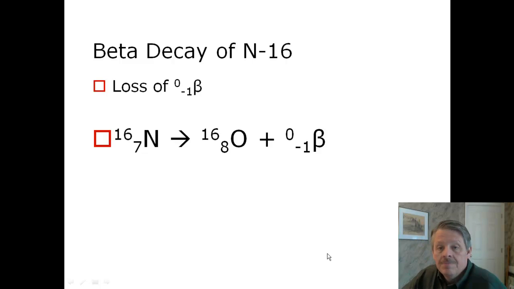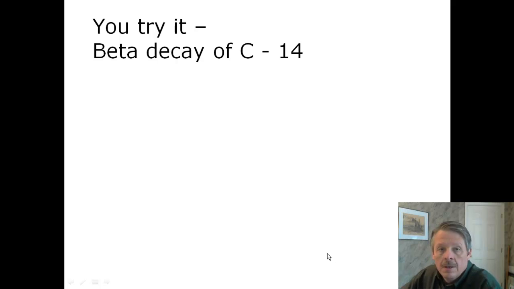All right, so that's our final equation for the beta decay of nitrogen 16. So let's try it. You try going through beta decay of carbon 14. Pause the video, see if you can do it. All right, so we have carbon. It has a mass of 14, and carbon is number 6. Carbon 14 is used in radioactive dating, and we'll talk about that in a future podcast.